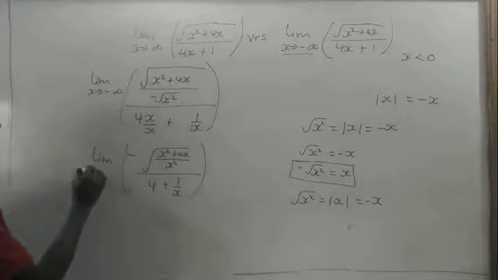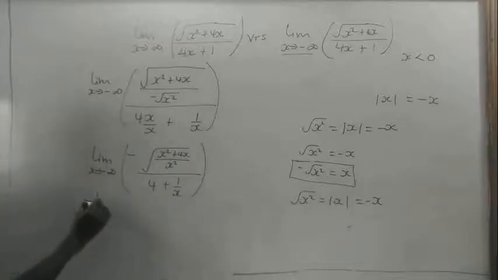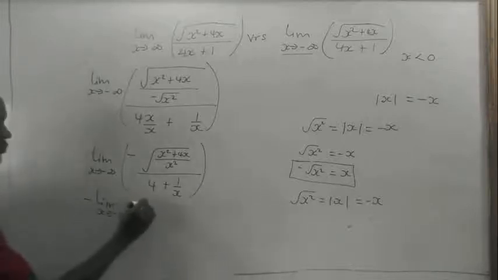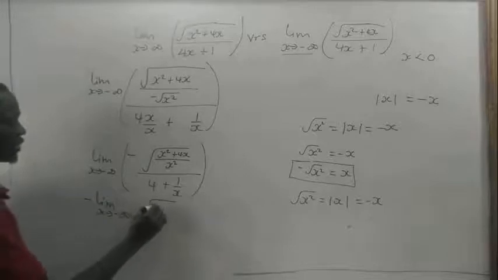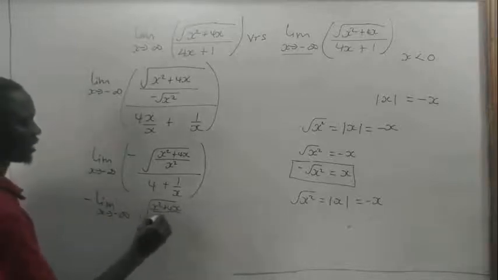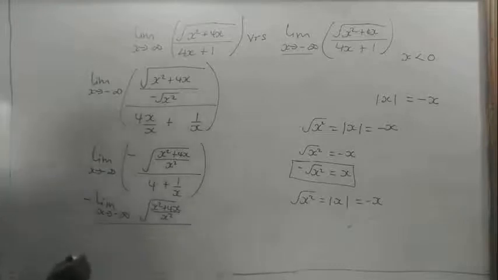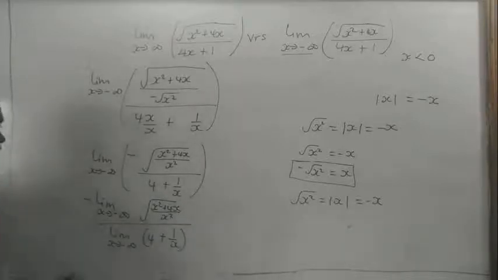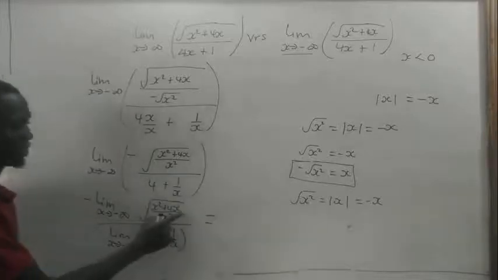We take the limit as x approaches negative infinity. We can factor the negative sign out to get negative of the limit as x approaches negative infinity of the square root of (x squared plus 4x) divided by x squared, all divided by the limit as x approaches negative infinity of 4 plus 1 on x. Very simple as that. And we've done this one already.